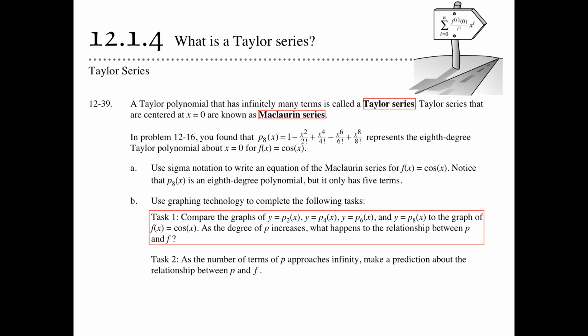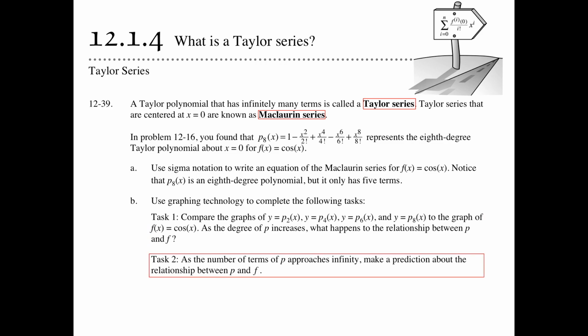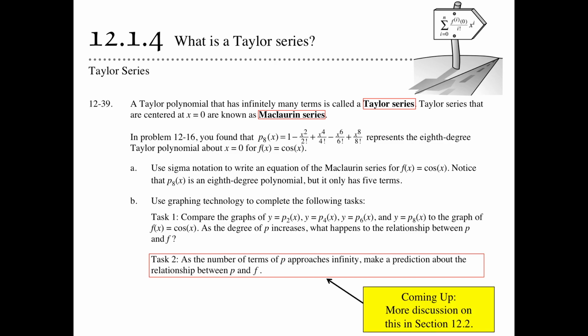This, of course, is likely to lead to a common overgeneralization in task 2, as many students are likely to predict that as the number of terms of the polynomial approaches infinity, then the polynomial will eventually become the function everywhere. Now, this prediction will be disproved, or rather qualified, in section 12.2 when your students study intervals of convergence of Taylor series.